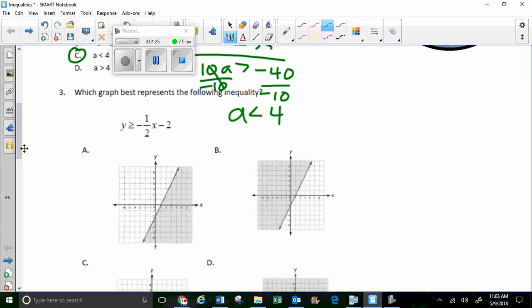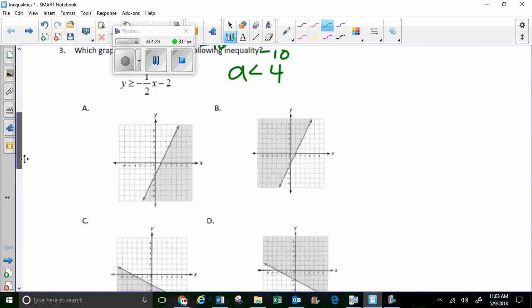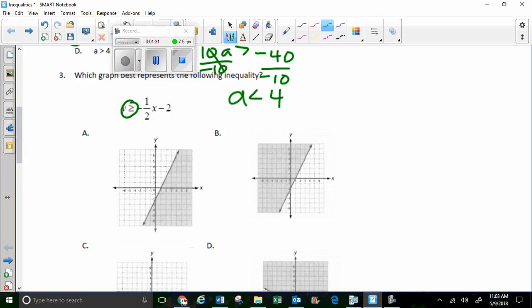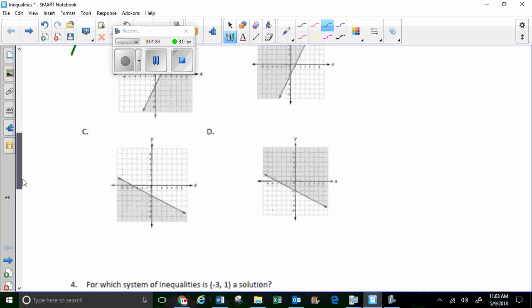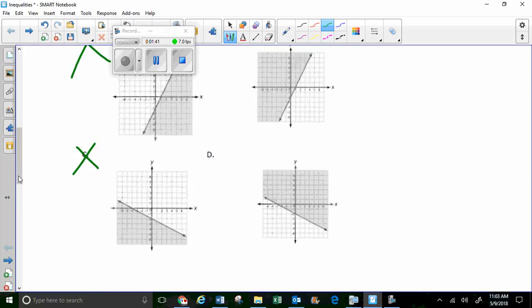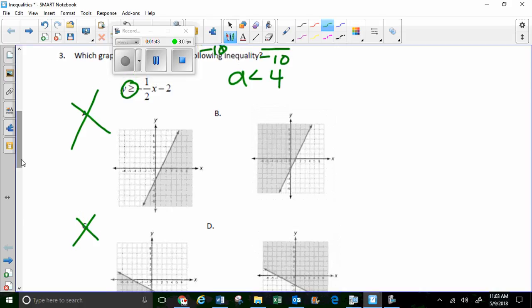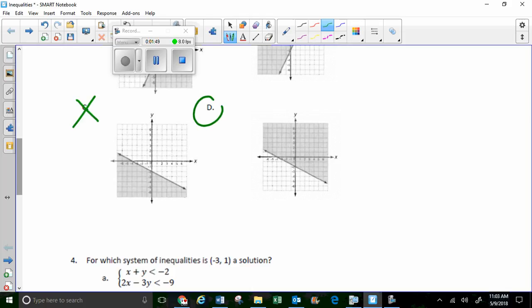Which graph represents the following inequality? Well, this is a greater than or equal to symbol, right? So that means that whatever the line is, it should be shaded above. Greater than is above. So I can cross off A, and I can cross off C. So that leaves me with B and D. It's a negative slope, so it can't be B because that's a positive slope. So that leaves me with D.